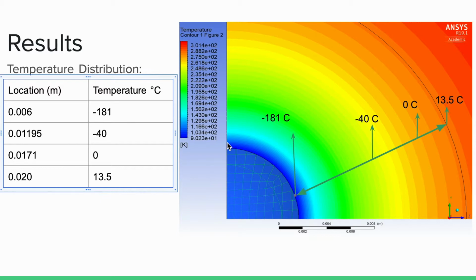As you can see, at the cutoff for what we did for the measurement of the tumor, which was 2 centimeters, the temperature is up to 13.5 degrees Celsius, which means that all of the healthy tissue up to and past that point will be unaffected by the temperature distribution.